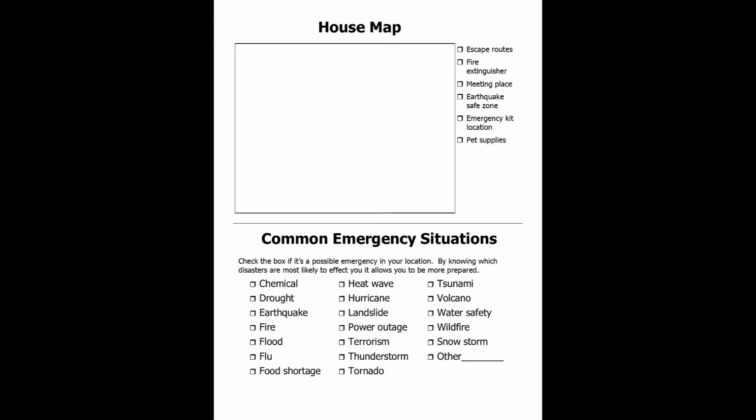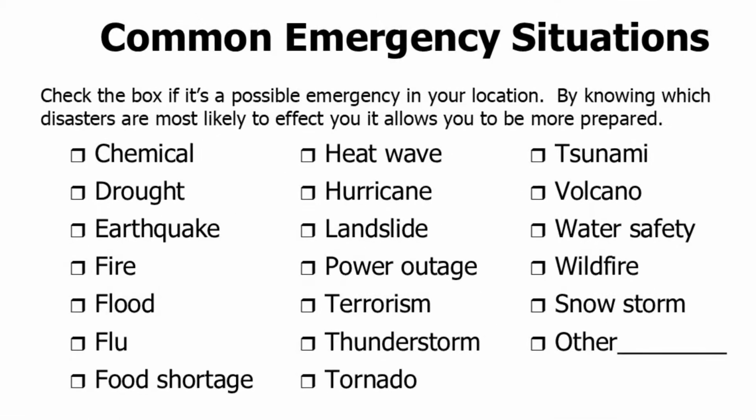Part of any good emergency plan is knowing what type of common emergency situations that you might experience. Go to the worksheet titled Common Disaster/House Maps. We have provided a list of common emergencies that the majority of people will see. Check the box if it's a possible emergency in your location. By knowing which disasters are most likely to affect you, it allows you to be more prepared.